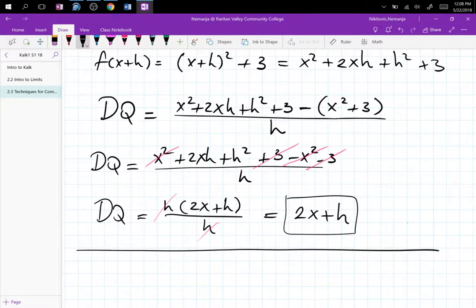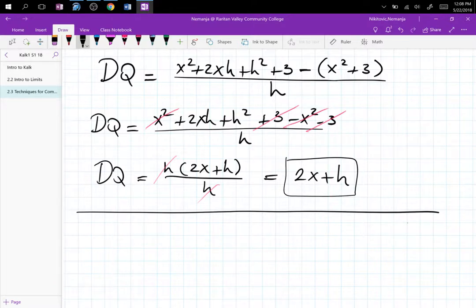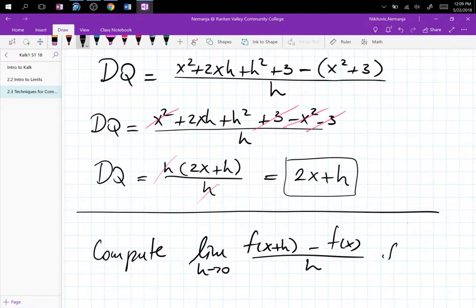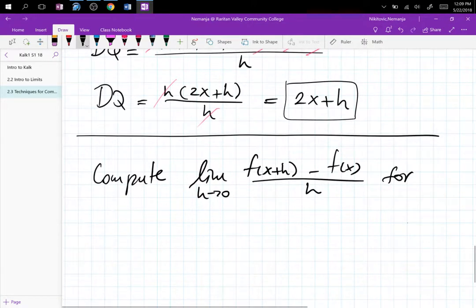So now, we say that we want to calculate, so compute limit h goes to 0 of f of x plus h minus f of x divided by h for, and now you get, let's say f of x is equal to, let's do square root of x or 1 over x. What should we do?